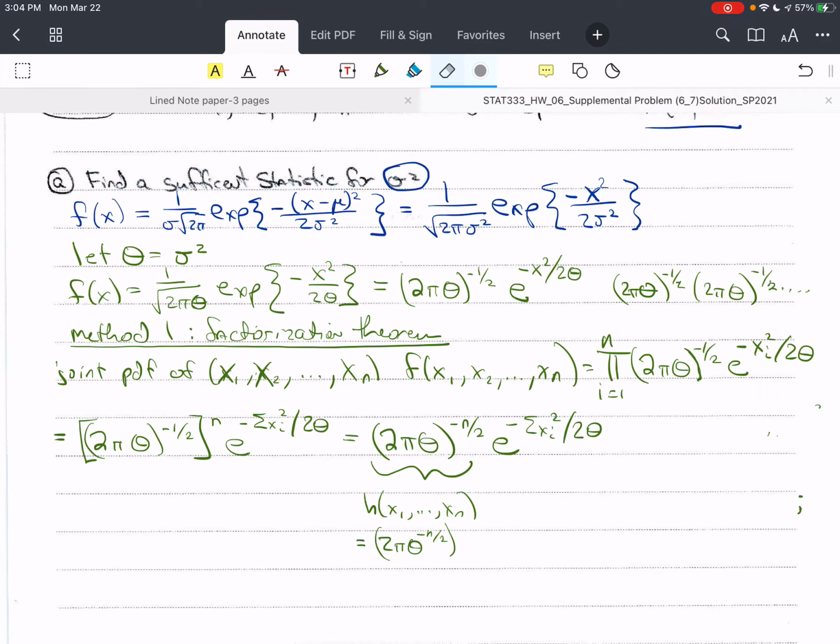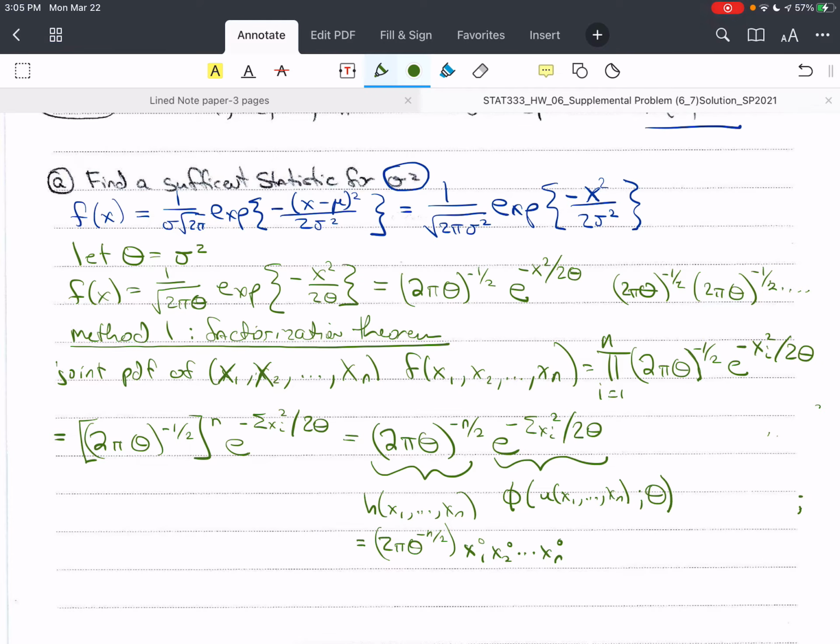Let me do this. x1 to the 0, x2 to the 0, up to xn to the 0. And so that's 1 times 1 times 1 times 1. So we can write it as a function of x1, x2, xn. So that is h. And then this is a function of phi of u of x1 up to xn and theta.